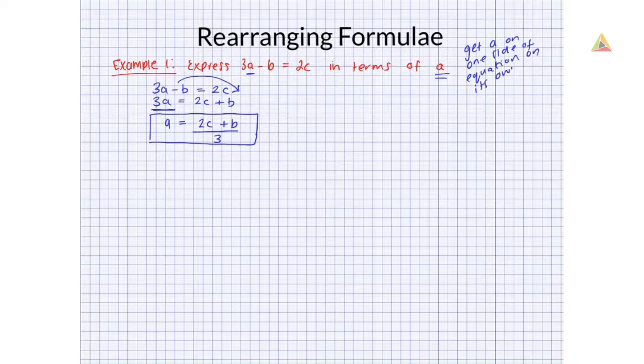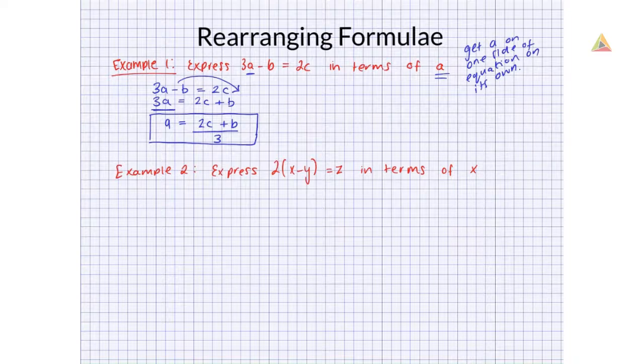So we're going to do 2 more examples now. We're going to go to example 2. So example 2 is express 2 bracket x minus y equals z in terms of x. So you want to express it in terms of x.